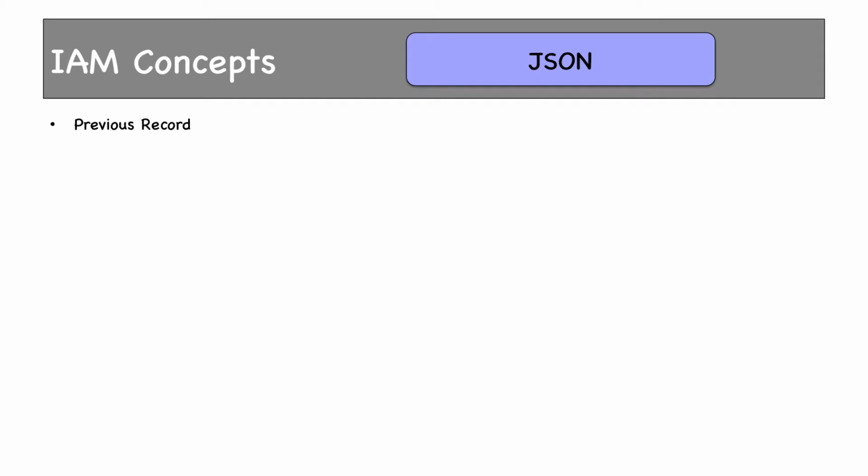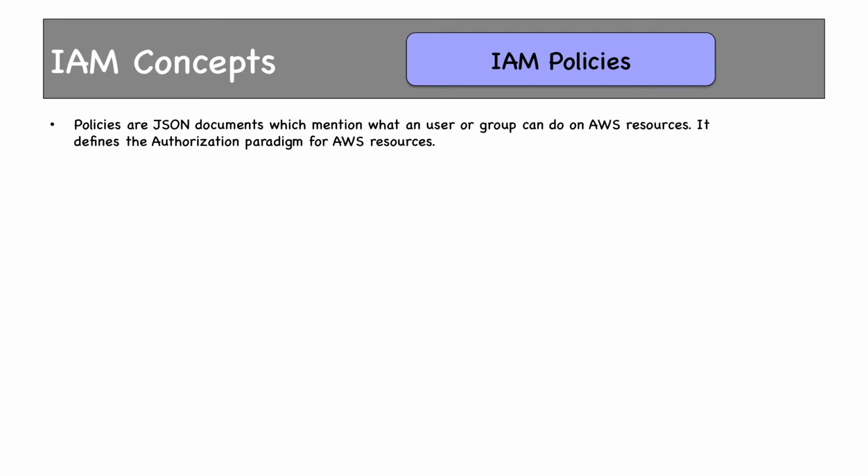The previous record is actually as below. Let's dig into policies now. Policies are used to provide permissions or access to AWS resources. Policies provide the authorization in AWS system. Policies are actually JSON documents which mention what a user or group can do with or on AWS resources. It defines the authorization paradigm for AWS resources.